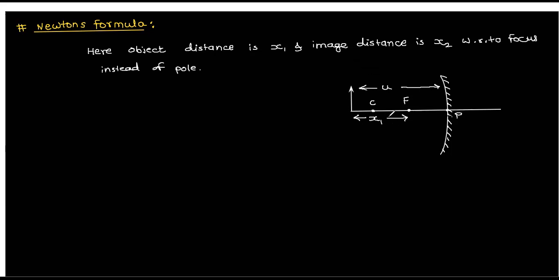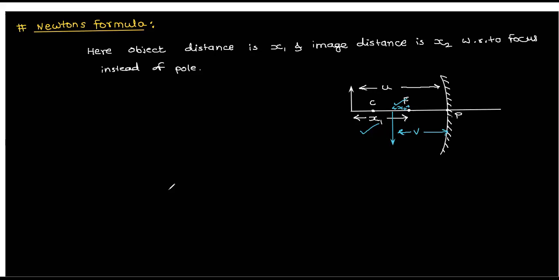Understand? And suppose here is your image somewhere. Where is your x2? This one is your x2, from the focus only. Understand? All distances should be measured from the focus. And if we measure from the pole, this is what your v is. But which one are we taking? Only this and this. Always from the focus.